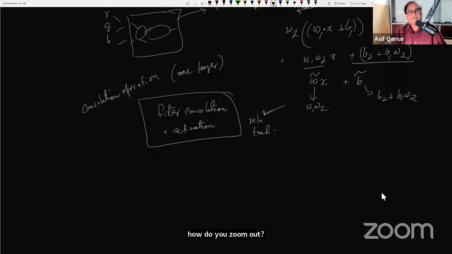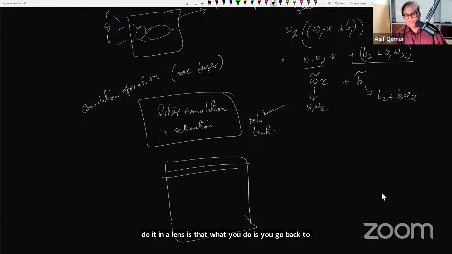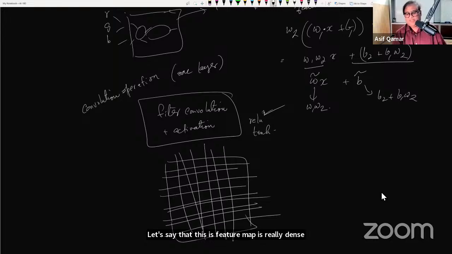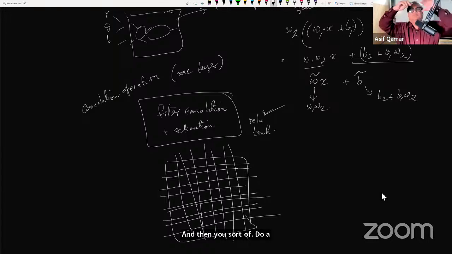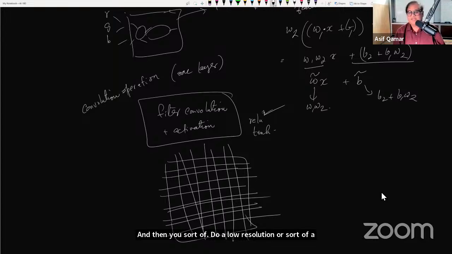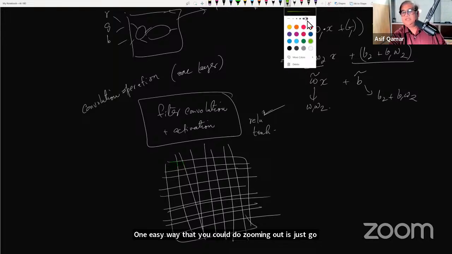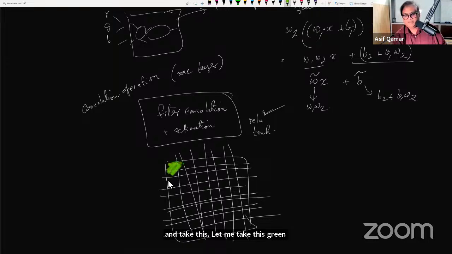The way you would do it in a lens is that you go back to that feature map. Let's say that this feature map is really dense. And then you do a low resolution or a zooming out operation. So how do you zoom out? One easy way that you could do zooming out is just go and take this. Let me take this green. Take green. Take this. Look, pay attention to this. Now I create another different kind of filter.